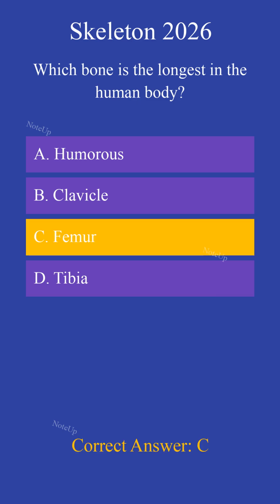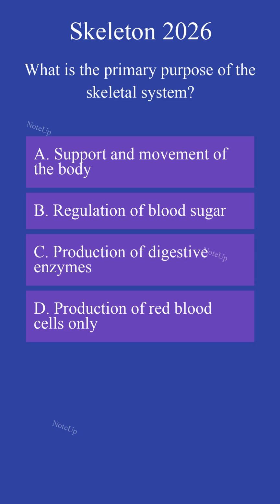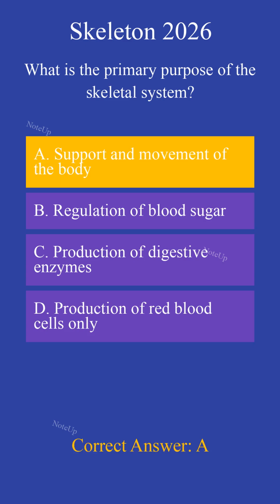The correct answer is C. Femur. What is the primary purpose of the skeletal system? The correct answer is A. Support and movement of the body.